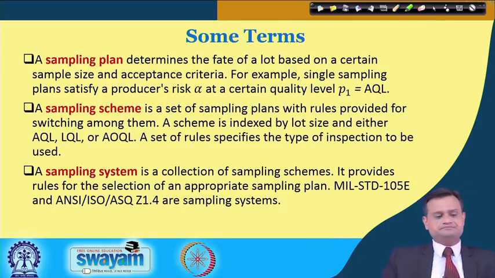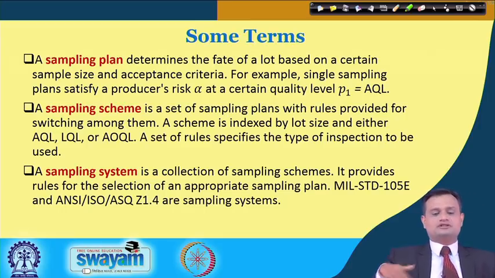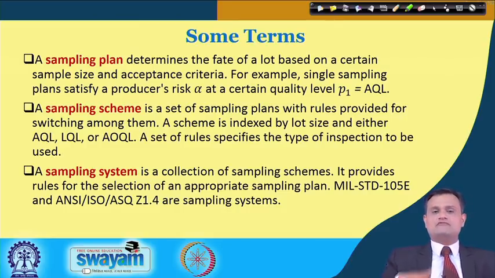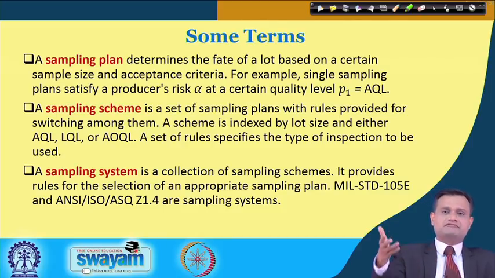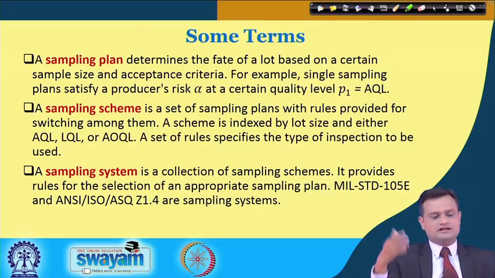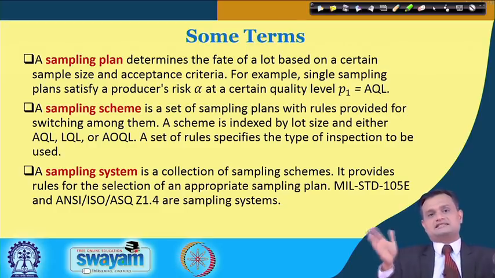Now, a sampling scheme typically sets the rules provided for switching among plans, and a scheme is indexed by lot size, AQL, LQL, AOQL, and a set of rules specifies the type of inspection to be used. So, now here you will see a little difference, that it is not the same level of inspection. You may even vary the level of inspection depending upon the quality of the lot. The third one is the sampling system. It is a collection of sampling schemes and basically provides the rule for selection of an appropriate sampling plan.